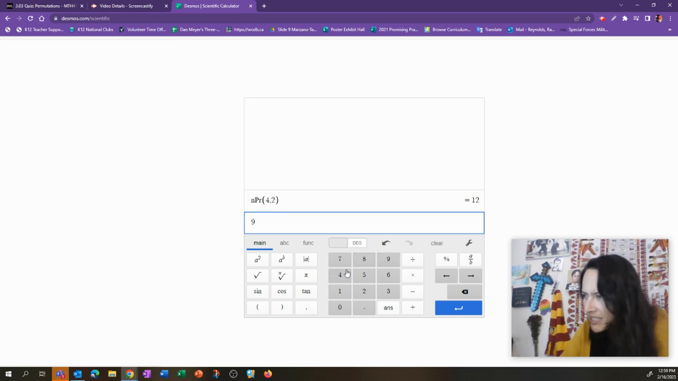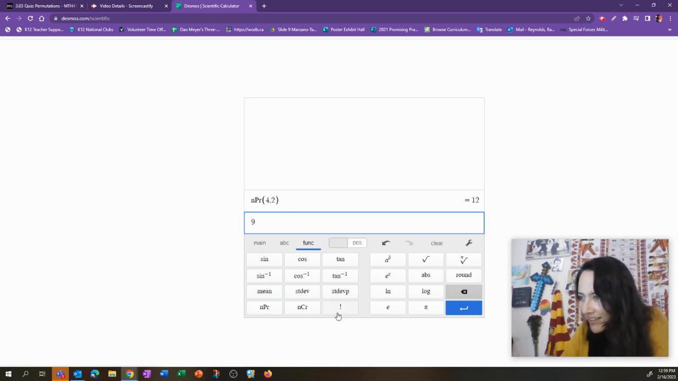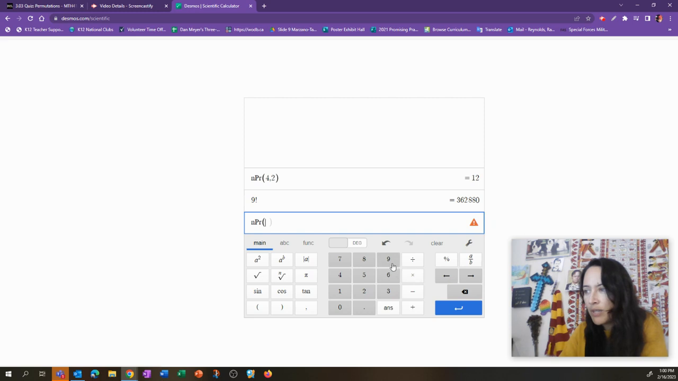9. Let me see, is it here? Yep, there it is, 9 factorial. So you can do 9 factorial. You could still do this one, and you could still do nPr with 9 times 9. And they're the same. Okay.